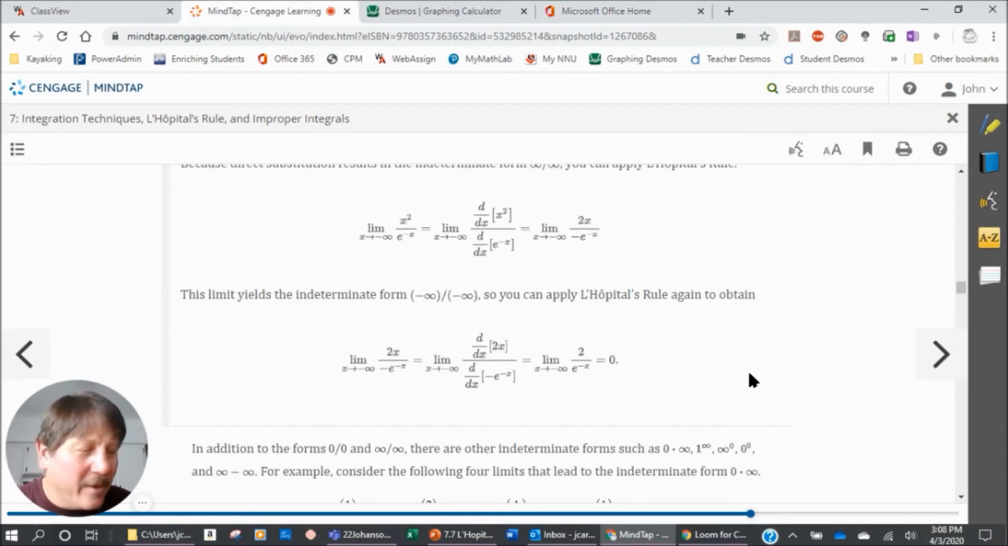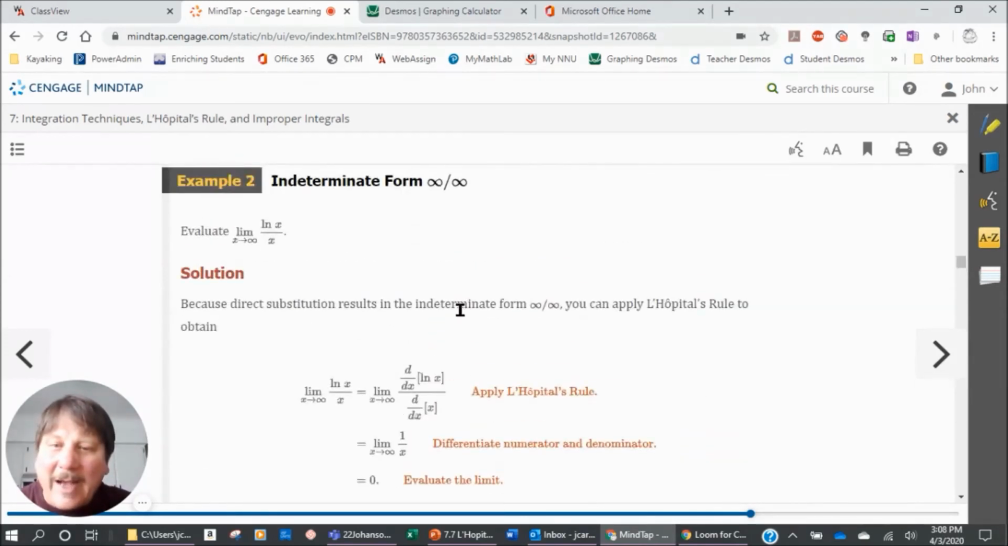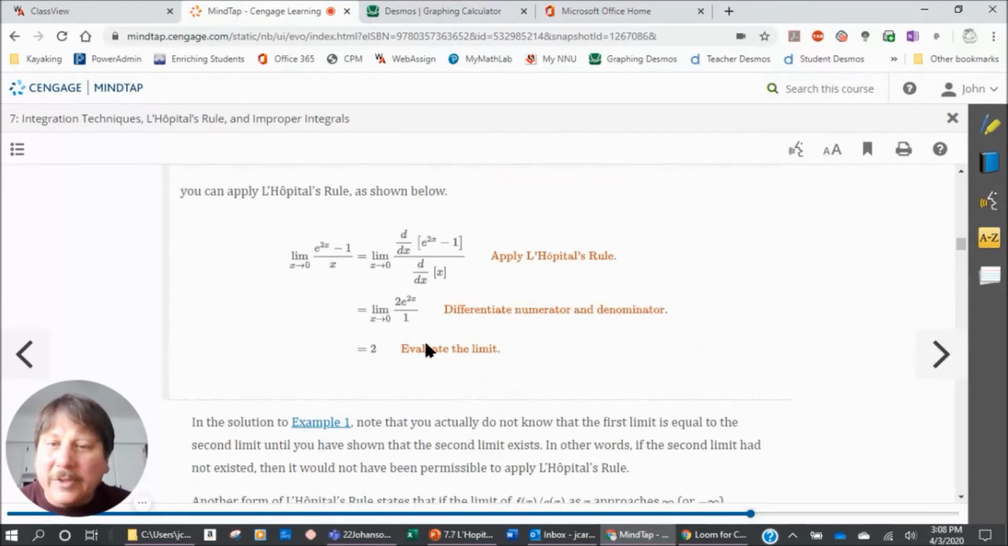Okay, on your homework assignment, problems 1 through 6 are like this. They are either a 0 over 0 or an infinity over infinity. You just verify that you can use L'Hopital's rule and then use it.